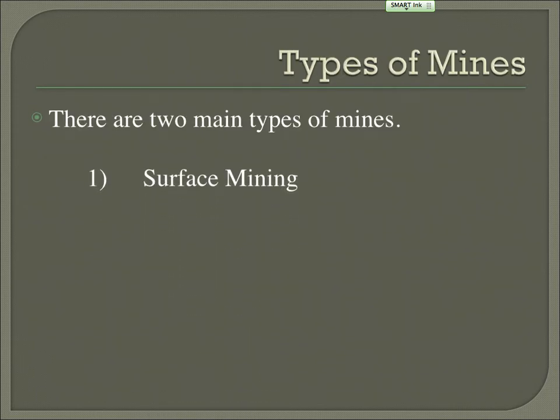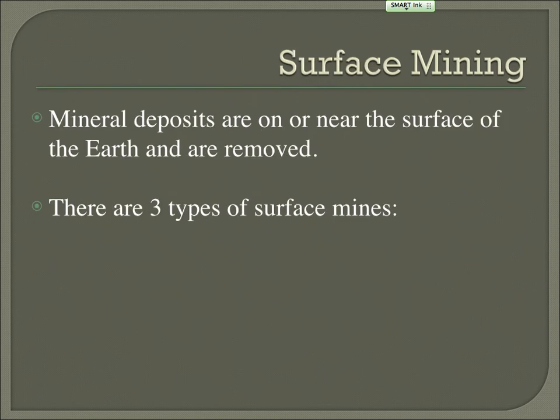We have 2 types of mining. We have one that's called surface mining. Where do you think that takes place? On the surface, or near the surface at least. And then we have what's called subsurface mining. I'm sorry, go back. Subsurface mining is obviously below the surface. Surface mining, mineral deposits are on or near the surface of the earth and are removed.